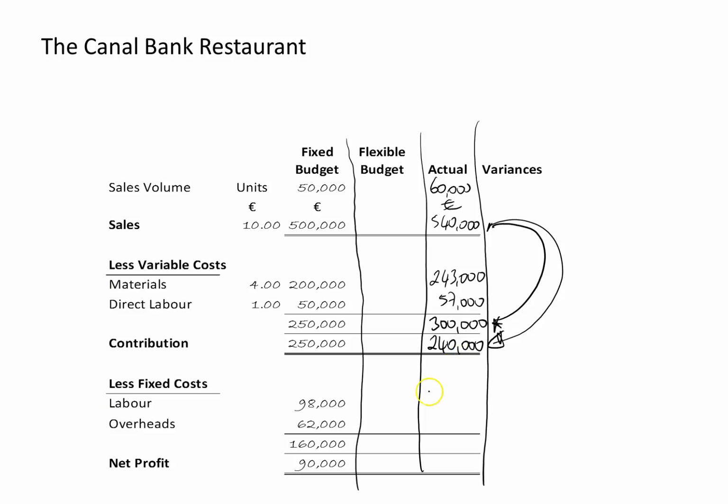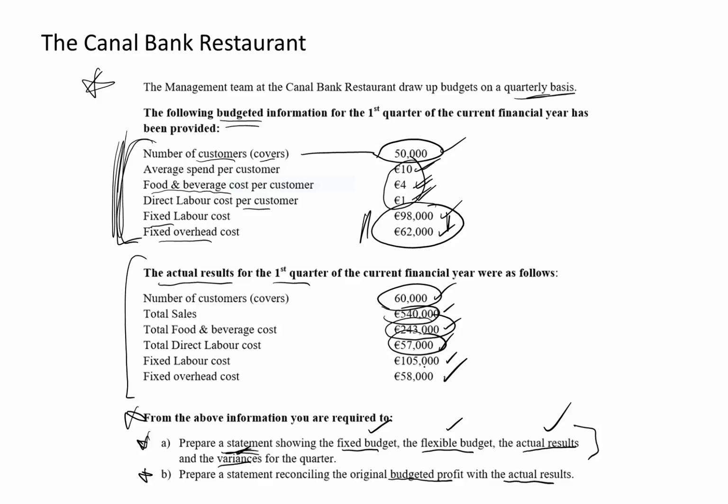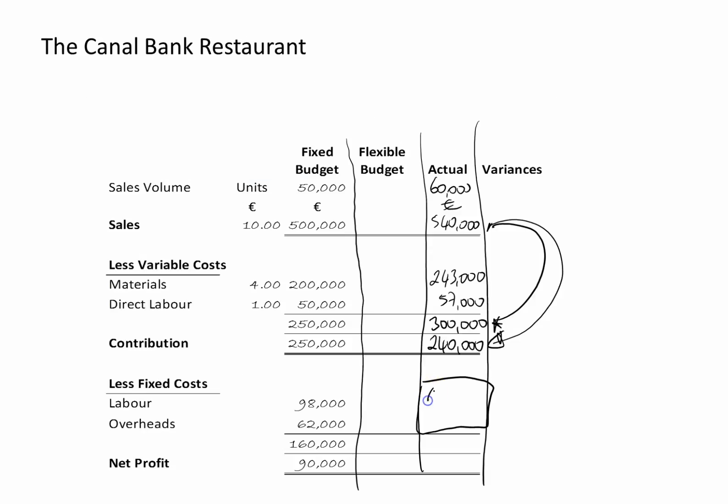Now what I need to put in is my fixed costs, which I will be putting in here. So I need to go back and have a look at those. And my fixed costs, actual results now I'm looking for, remember everything to do with actual is down here, 105,000 and 58,000. So I'll pop those in there. 105,000, 58,000, and if I add those two together, they come to 163,000. Now I have my contribution here, minus my fixed costs, gives me my profit, and the profit is 77,000.